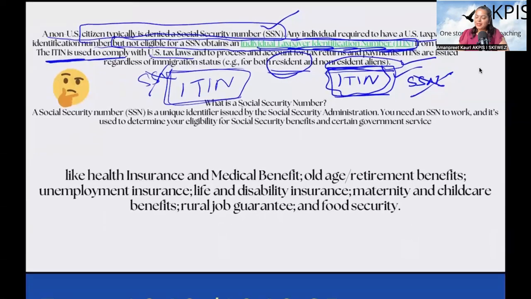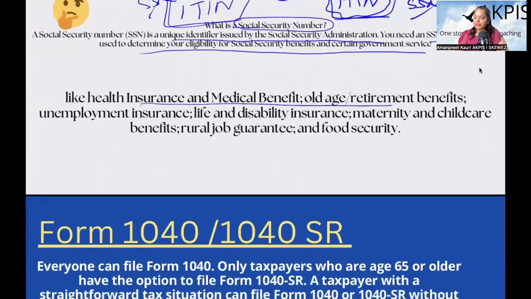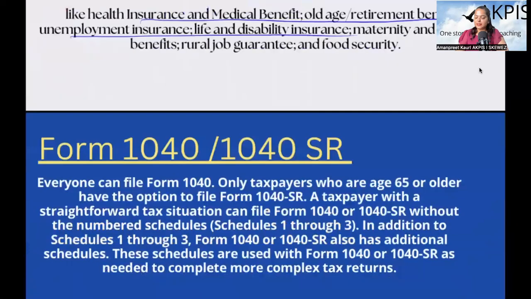So basically, the social security number is a unique identifier issued by the Social Security Administration. That means if you need to work in the US, you need to obtain this. You actually have an SSN with you, and it is used to determine your eligibility for any kind of benefits which are given by the government, or if you are in government service. So that's why the SSN is required. And apart from this, for health insurance, for medical benefits, for old age, for unemployment, for disability, or any kind of job guarantee, food security. So government supports you if you're a US citizen. So that means this social security number is for US citizens.